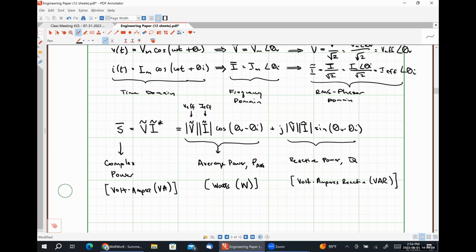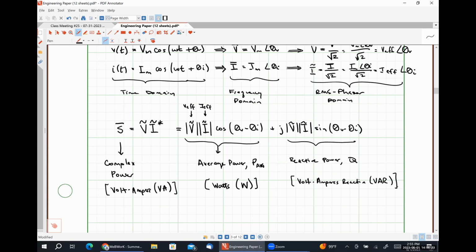So our complex power is simply the sum of our average power and our reactive power. Okay, so let's talk about things here very briefly. The average power is the portion of the complex power that is capable of performing mechanical work. Okay, so effectively, it's the portion of the complex power that gets converted into heat by a resistance.